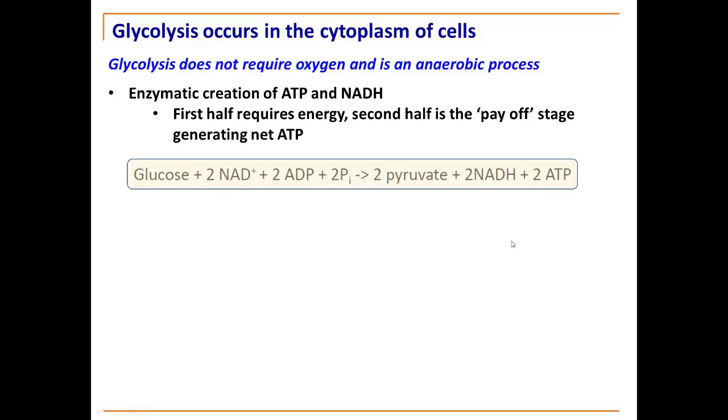Our 2 NADs go on to form NADHs. They just have hydrogen ions added. Okay, and that will be used elsewhere to make more ATP. And our glucose, which has 6 carbons, goes on to form pyruvate, but 2 of them. Each pyruvate has 3 carbons.